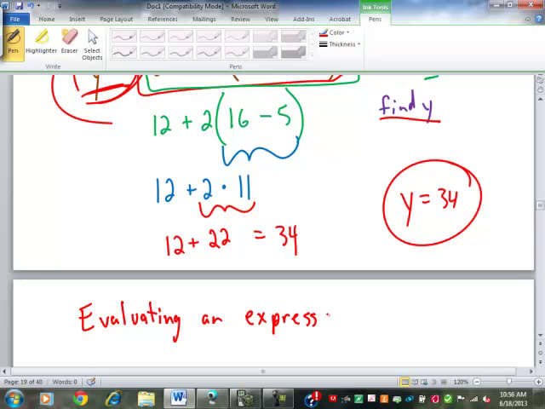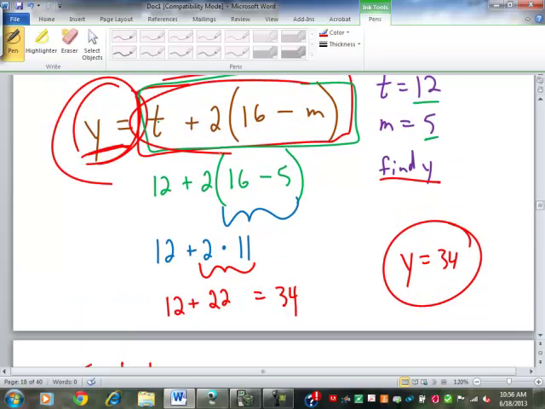Anytime we have an algebraic expression like this here, where we have the variables and numbers mixed together, we can evaluate it or get a numerical value for it if we know or if we're told the values for each of the variables in that expression. So it really is nothing more than order of operations at that point.